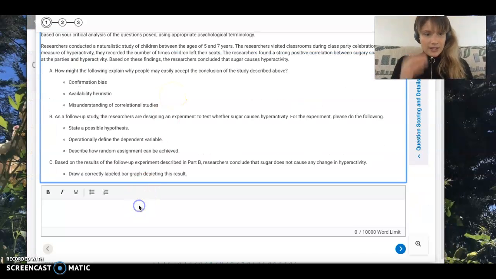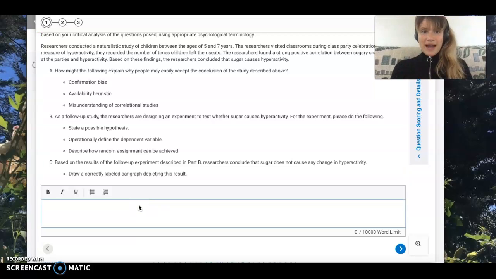Okay, so how might confirmation bias cause people to easily accept the conclusion of the study? Well, if I already have a belief that sugar makes children hyper, then of course I'm going to accept the results of this study because it confirms what I already believe to be true. So let's see, A.